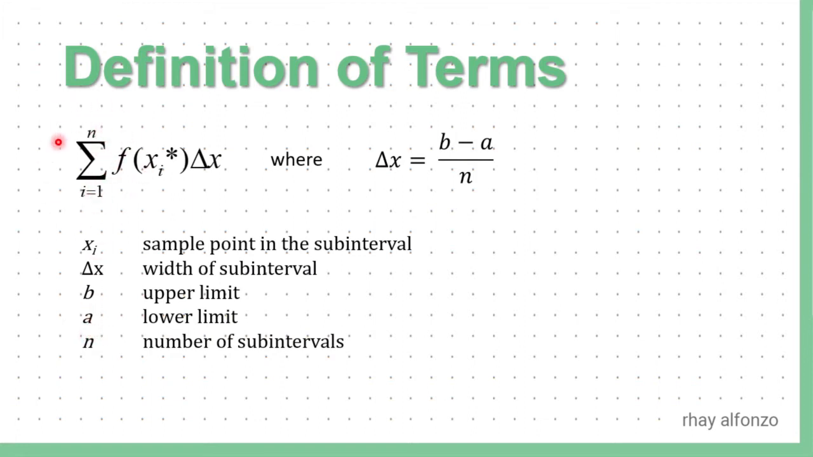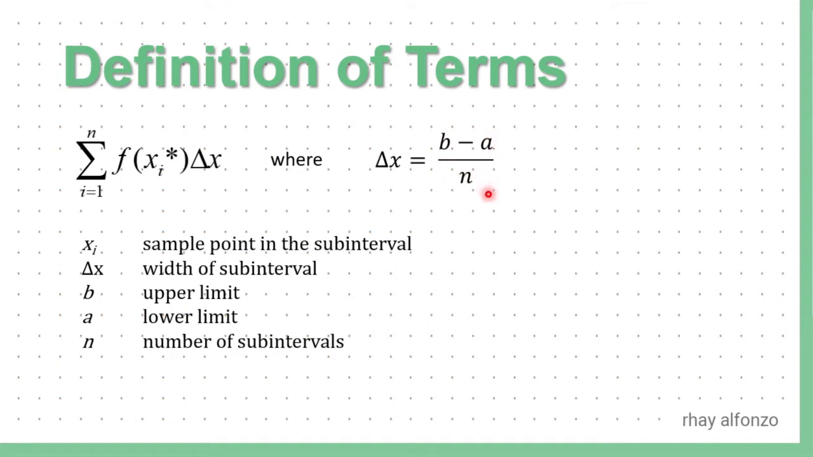So with the formula of determining Riemann sums, we have the summation of f of x sub i star. So star meaning this can be any point in the subinterval. So this can be from the left endpoint, right endpoint, midpoint, or any other point in that subinterval multiplied to delta x, or the width of those rectangles. And that delta x is equal to (b minus a) divided by n.